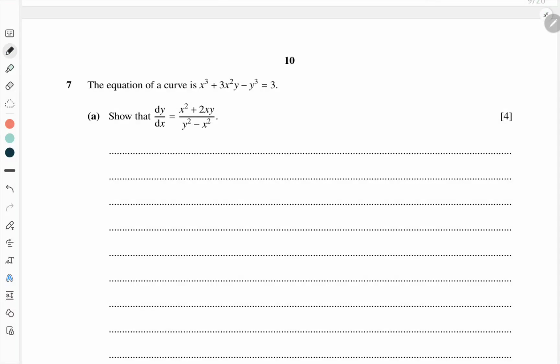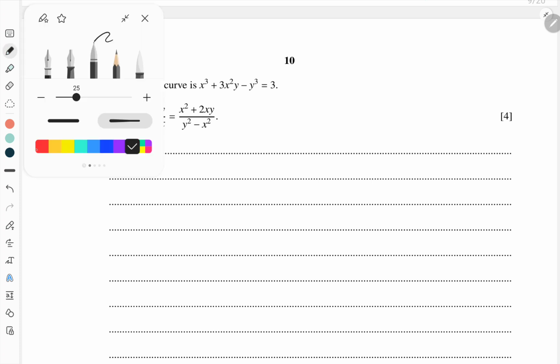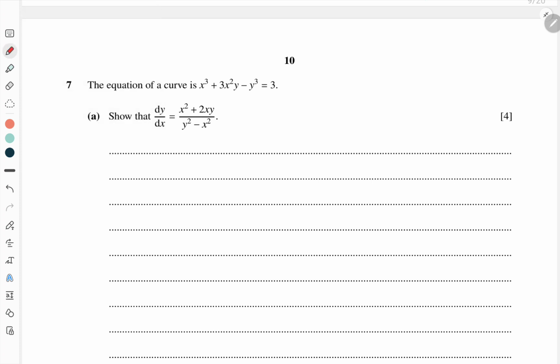The equation of a curve is x cubed plus 3x squared y minus y cubed is equal to 3. Show that dy/dx is x squared plus 2xy over y squared minus x squared.